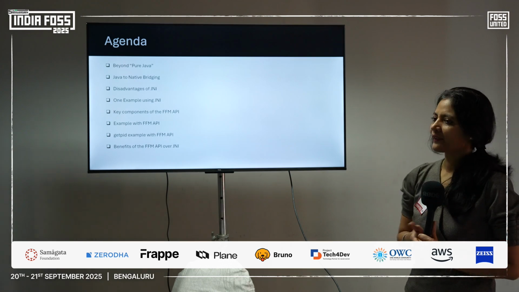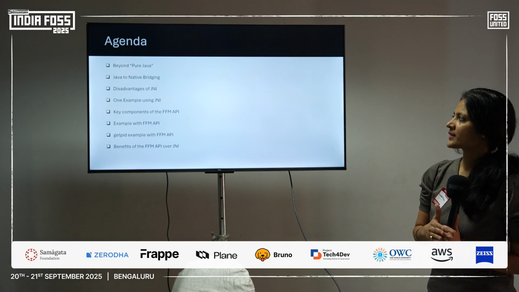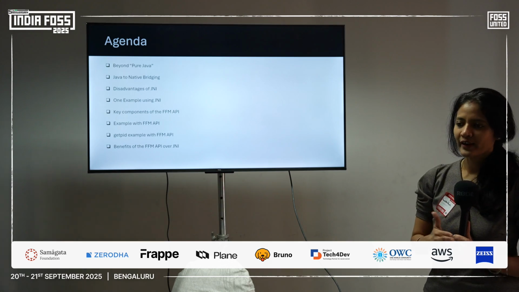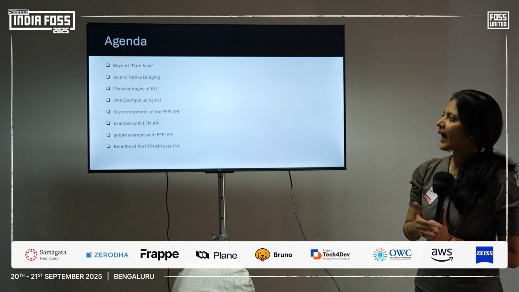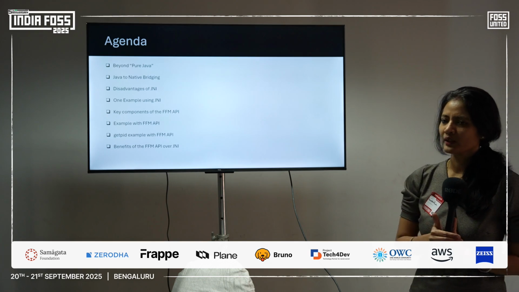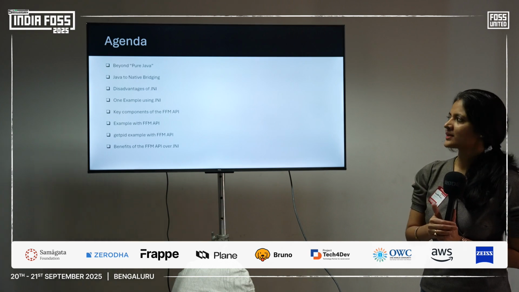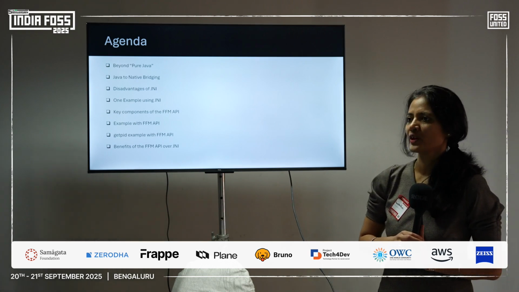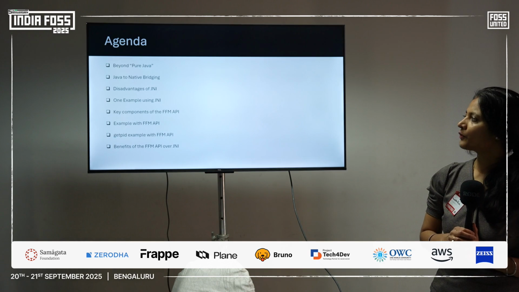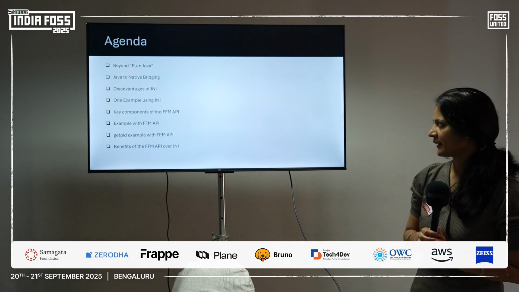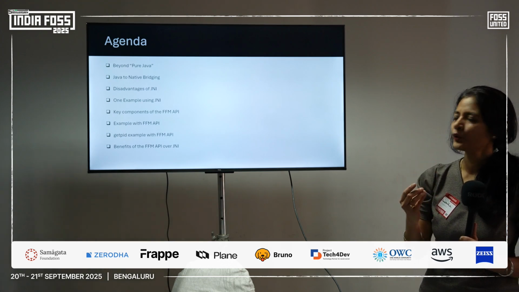So the agenda of today is: what is beyond pure Java, and why we actually need to go beyond pure Java. When you are trying to contact native from Java, you need some kind of bridging, and there are different ways of doing this bridging, and there is an evolution on this bridging part. From the beginning of Java, the most common technology for this is JNI, the Java Native Interface, which has been used for many years, but we will talk about the disadvantages of JNI.